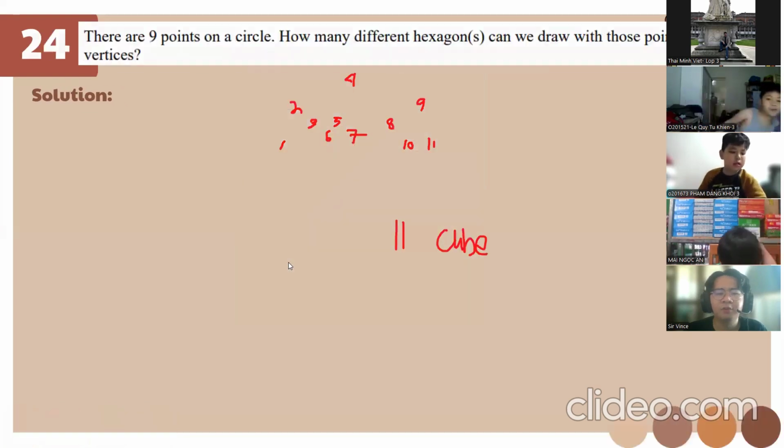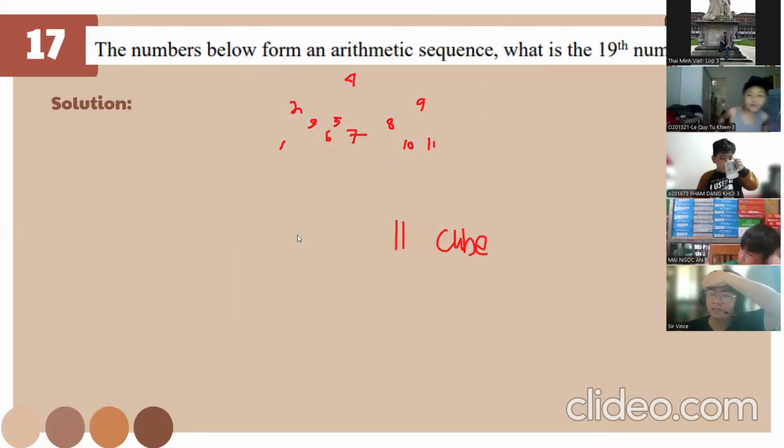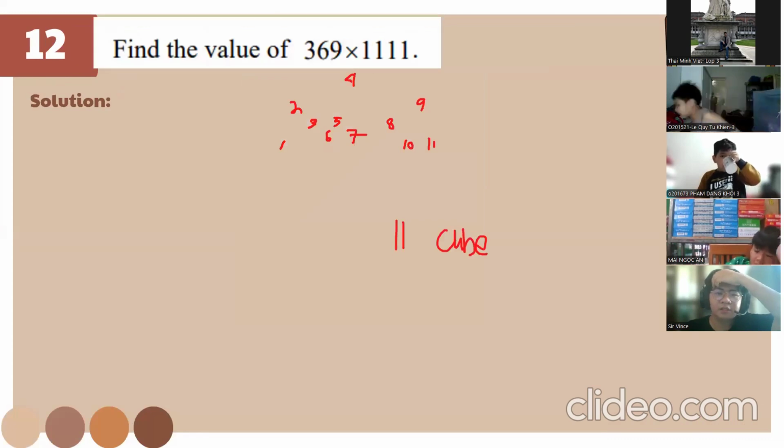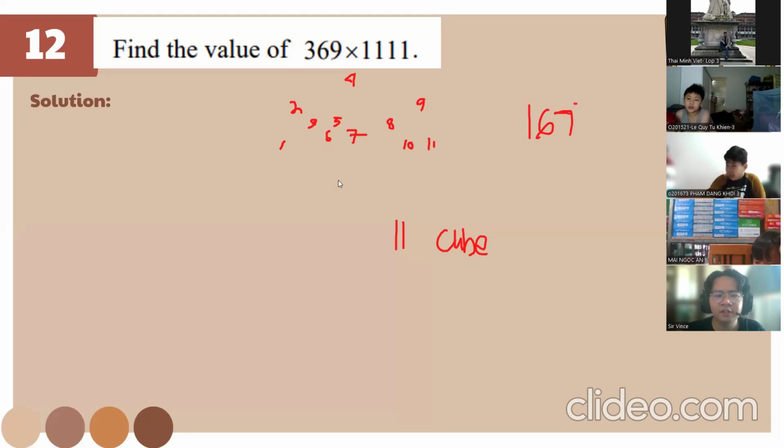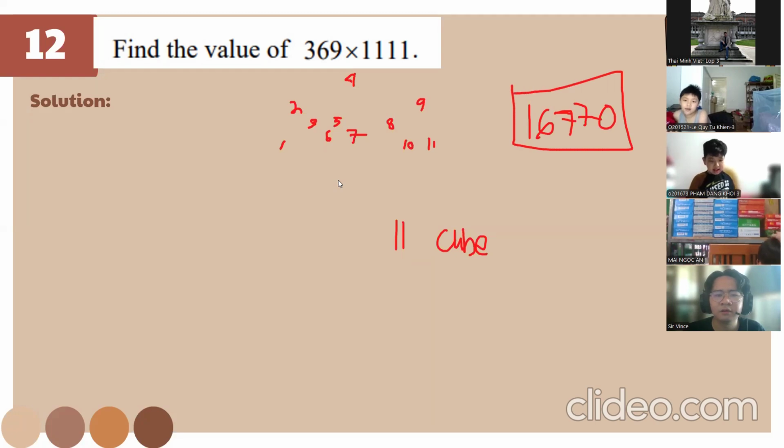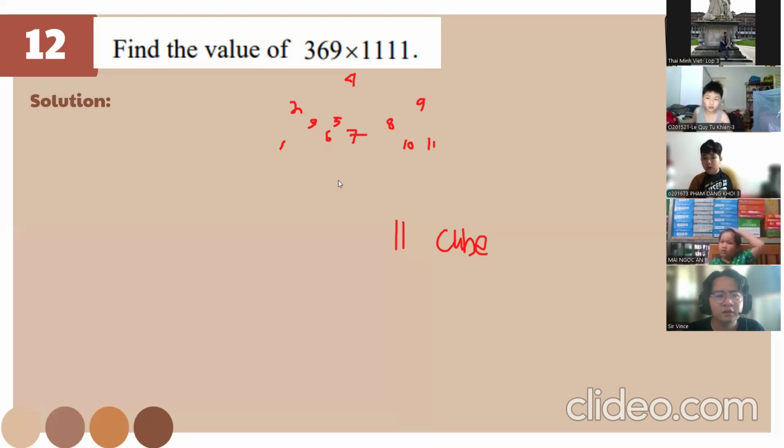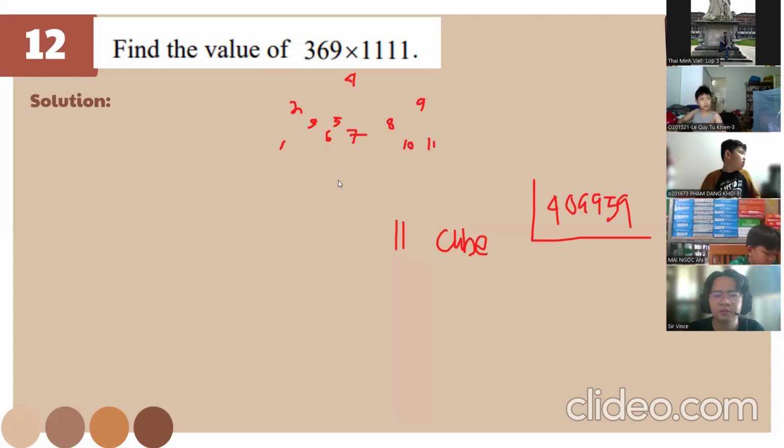So I'll have to go back to number 12 just a second. This one, the answer here should be 16770. No. 12. 12 is 409959. I'm sorry.